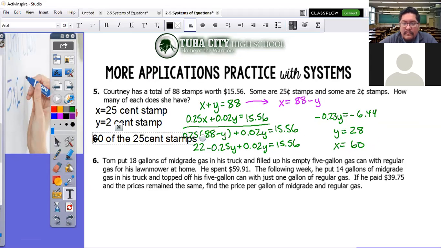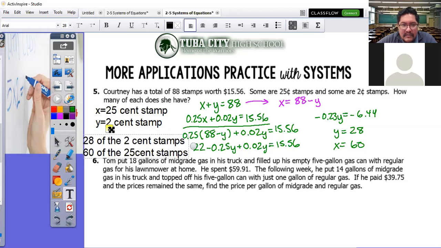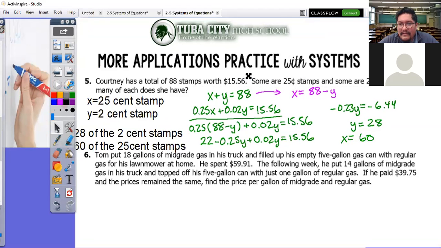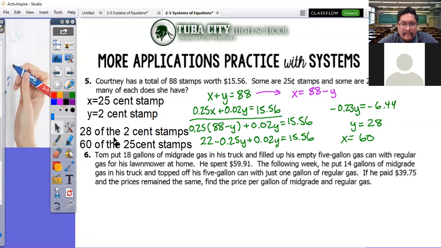and I'm going to move this down just so I'll have more space. And then Y is the 2-cent stamps, and there are 28 of the 2-cent stamps. I just changed the order so the bottom one would be a little bit longer. Or maybe I could move all this again, just so it all fits on there. There you go. Luckily, I'm able to move my work around.